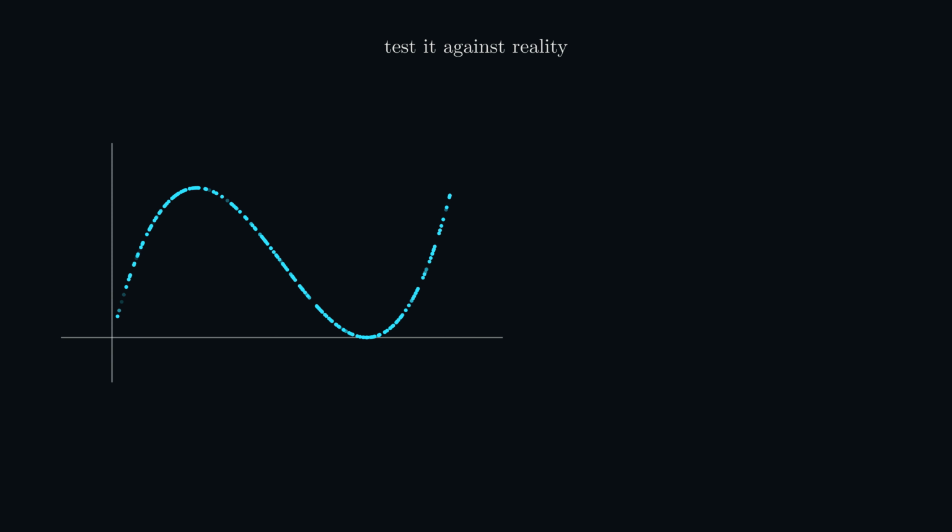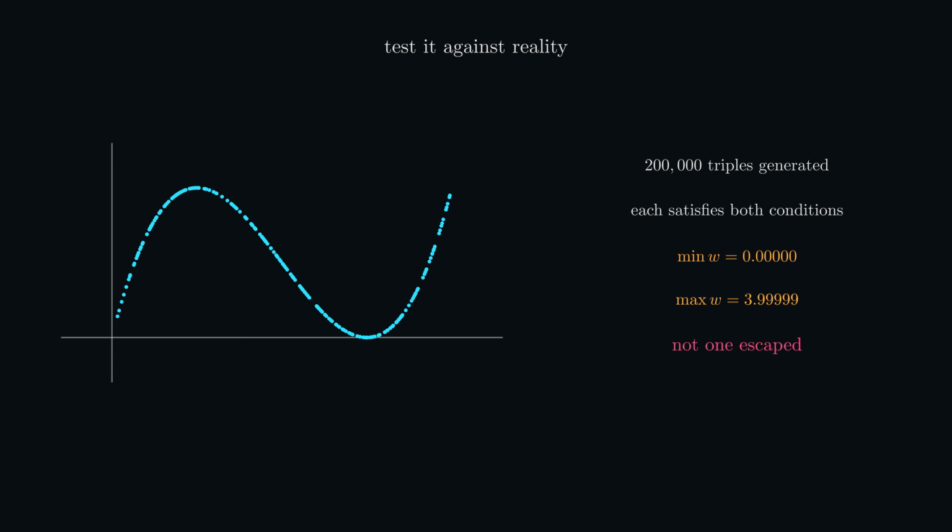The argument is finished. The interval is proved, and nothing below adds to that proof. What follows is a check on our arithmetic, on the algebra we did, and the code that drew these curves. We generated 200,000 actual triples. Pick x, solve the conditions for y and z, discard the cases where they collide, and keep the ones that genuinely satisfy both conditions. Every triple was verified. The sum is 6. The pairwise products sum to 9 to within machine precision.